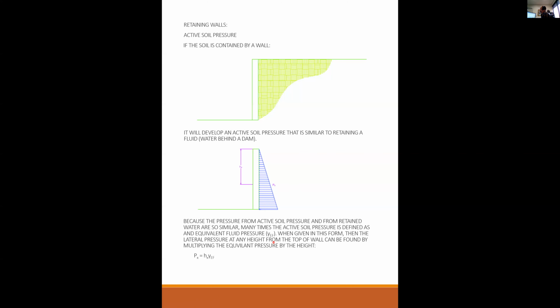So that comes from, again, the soils report. And based on the tested parameters of the soil, they will report to you, the engineer, what the equivalent fluid pressure is. Where P sub X is the pressure at some arbitrary point down from the top of the wall.